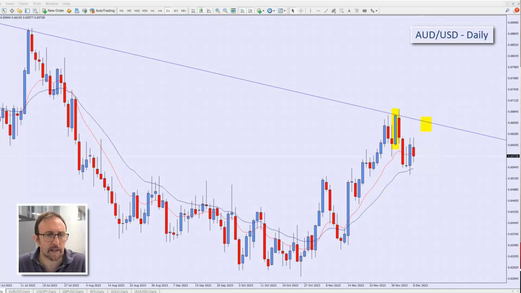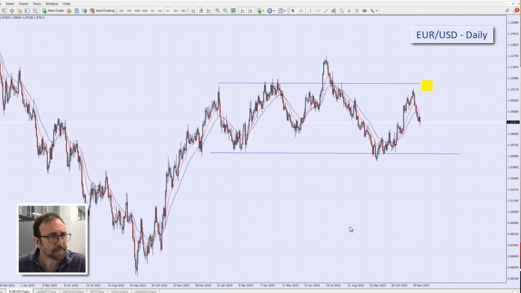If that happens, then we will start to look for buys in continuation of this emerging trend. Okay, so that's my views on the Aussie US dollar. Let's move along. Let's have a look at the Euro USD.